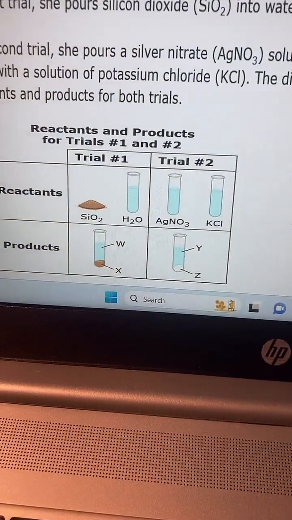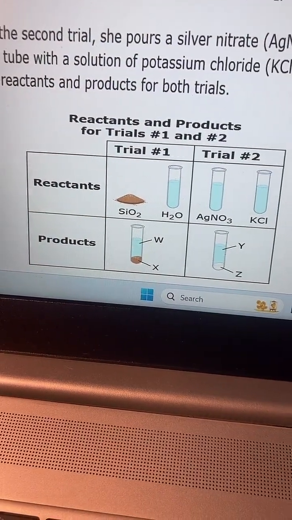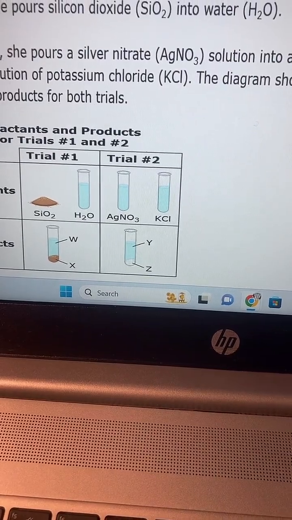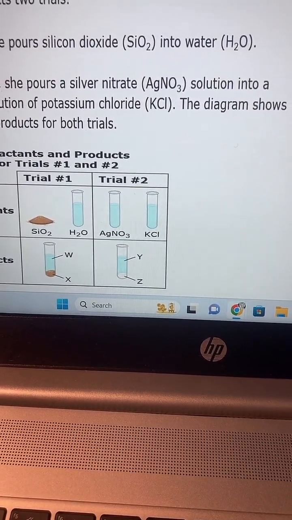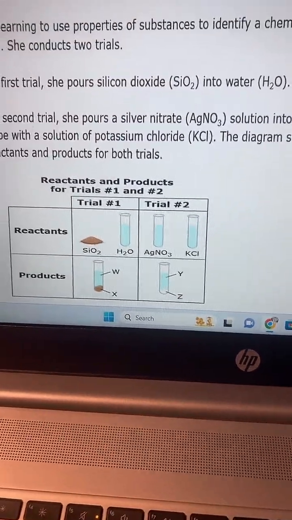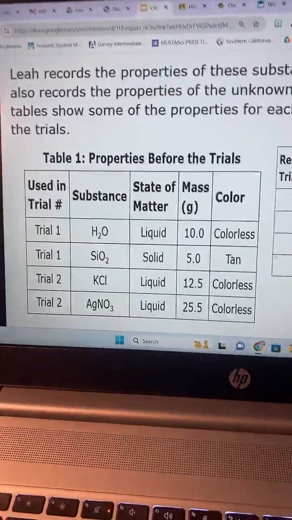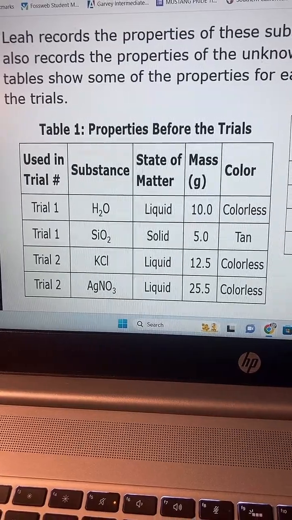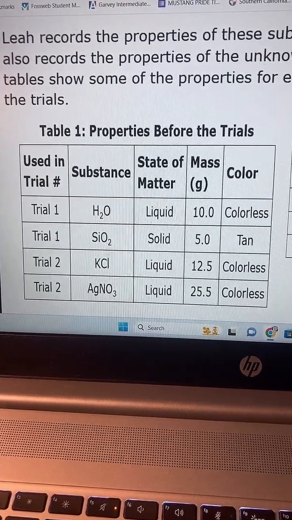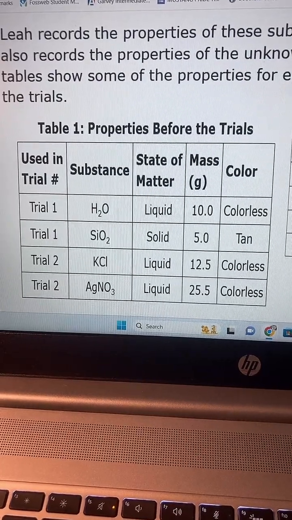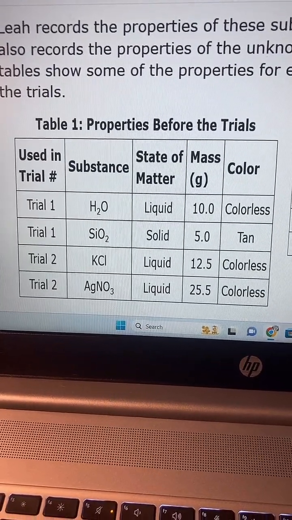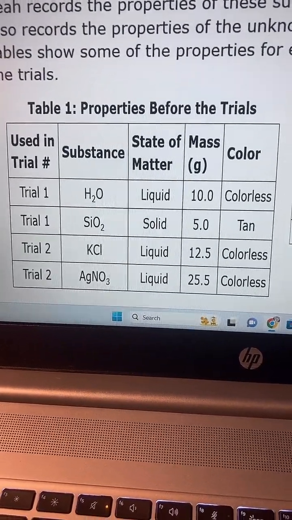So if we look here, what we see is W and X, you don't see a change, but in Y and Z there is a change too. 1, you see a color change from colorless to white, and 2, you see that it's a solid at the bottom. And to make our lives easier, we have 2 tables. This is before the trial. So water is a colorless liquid. SiO2 is a tan solid. KCl is a colorless liquid. AgNO3 is a colorless liquid.